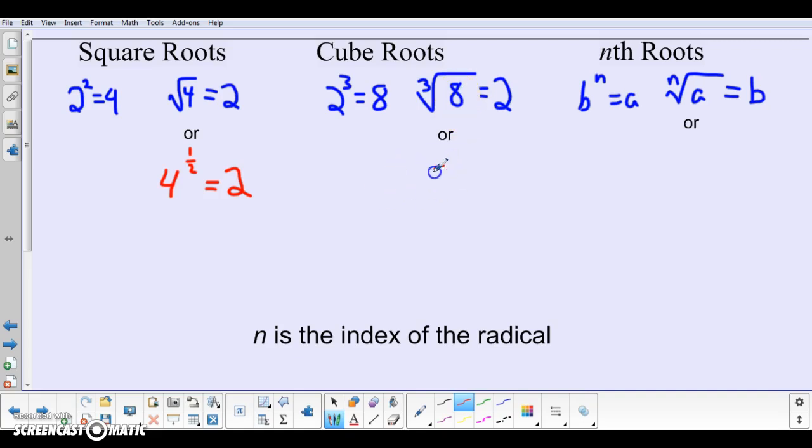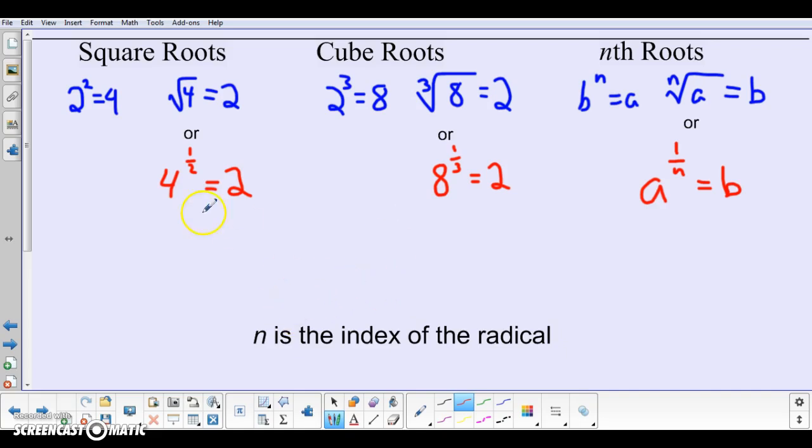Or in this example, I could take 8, because the cube root of 8 is 2. That means 8 raised to the 1/3 power is also equal to 2. Pretty fancy stuff. Again, you don't believe me? Try it out for yourself. So finally, if I have the nth root of a is equal to b, if I were to take a and raise it to the 1/n power, it would equal b. So it's just an alternate way of writing that root expression.